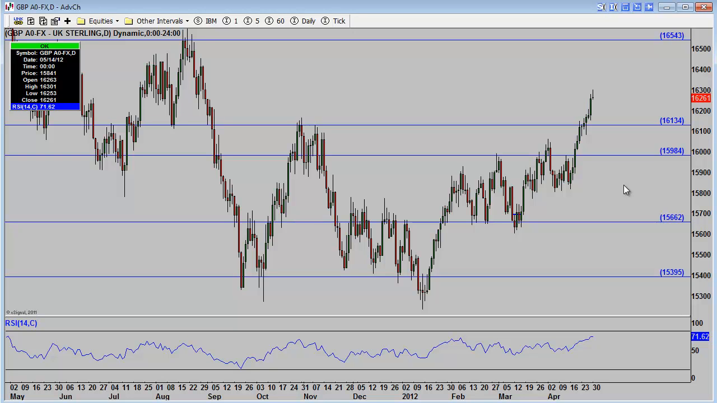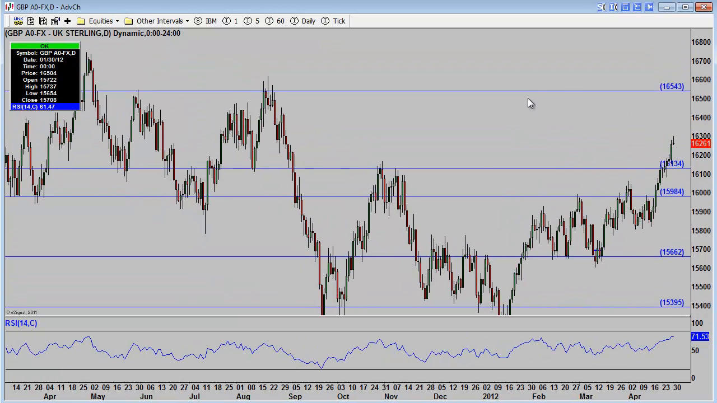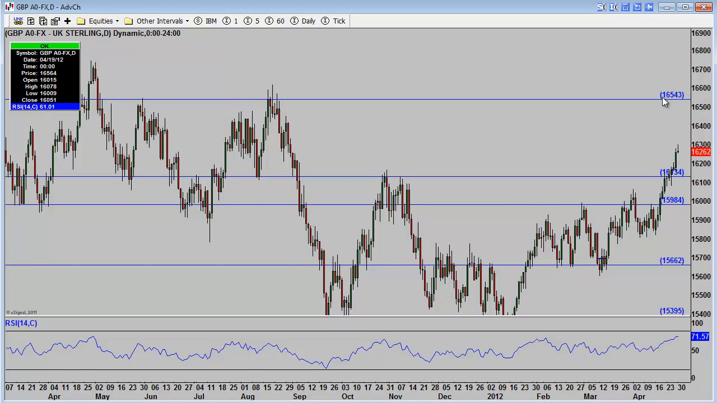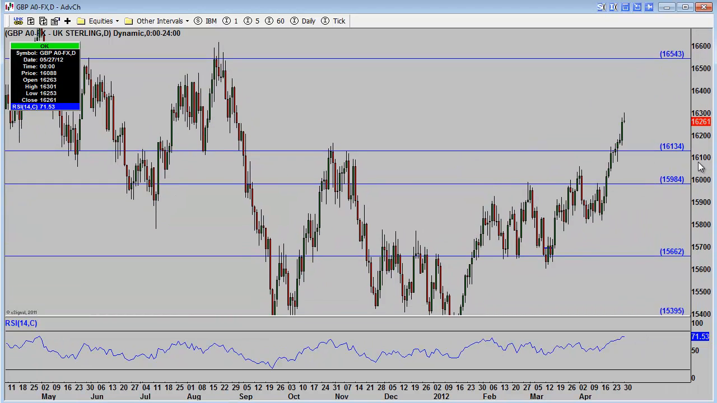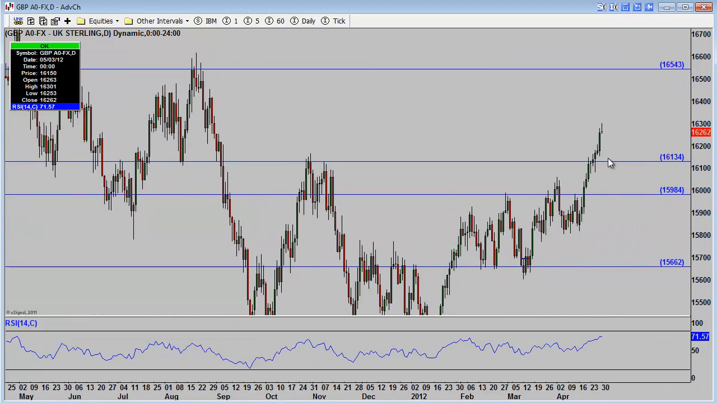So in this particular case, on the pound, I know that we've just broken this resistance level at 161.34. Well, where's the next one? The next resistance level is all the way up here at 165.43. So I've got a couple of options here. I can wait for the market to rally up into 165.43, and I can look to sell it.